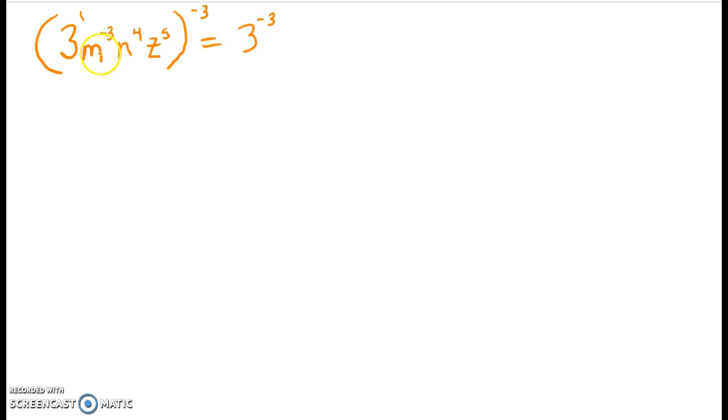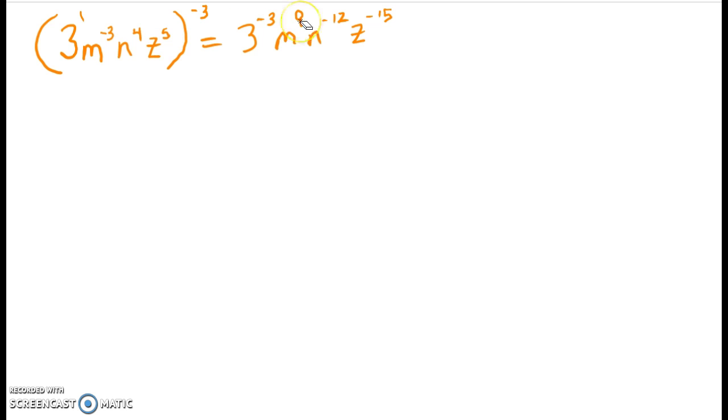We've got m, we've got a power raised by a power, negative 3 times negative 3. We've got m to the positive 9, because a negative times a negative is a positive. N to the 4 raised by the negative 3 power is n to the negative 12. And z to the 5th raised to the negative 3 power is z to the negative 15. Now what we're going to do is we're going to switch levels and make them positive for every negative exponent.